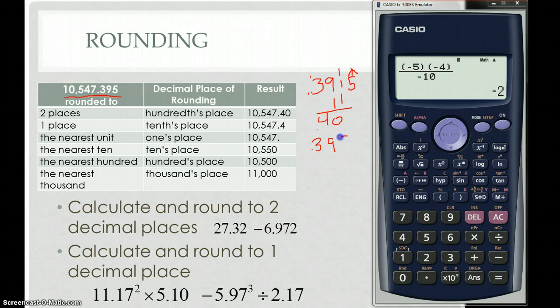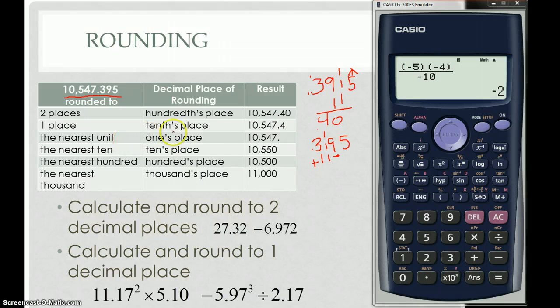For the 10th place, I do the same thing where I draw a line where I want it to be. If I'm going to round it to 1 decimal place, I draw a line after that 1 decimal place and I look at this number. Since this number is 5 or larger, that means I round up. So I add 1 to the 10th place, to the first decimal place there. 3 plus 1 is 4.